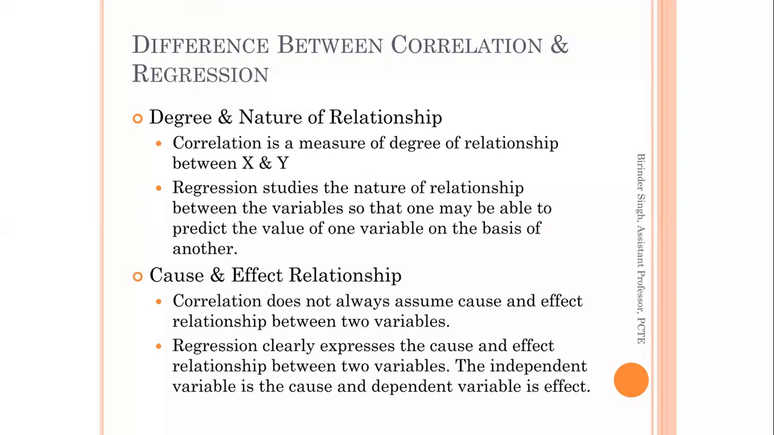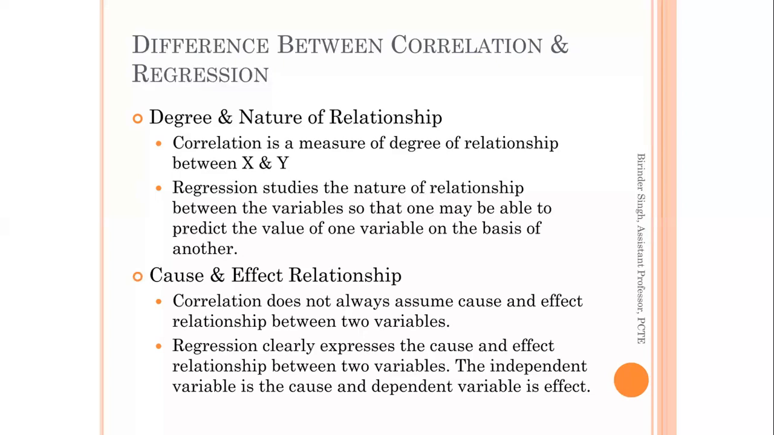So what is the main difference between correlation and regression? When it comes to the degree and nature of relationship, correlation is a measure of the degree of relationship between x and y. In regression studies, the nature of relationship between the variables x and y is established or found out, so that one may be able to predict the value of one variable on the basis of the other variable. As I explained earlier, in regression we'll try to find out the value of an unknown variable through the known variable. That is the difference between correlation and regression.